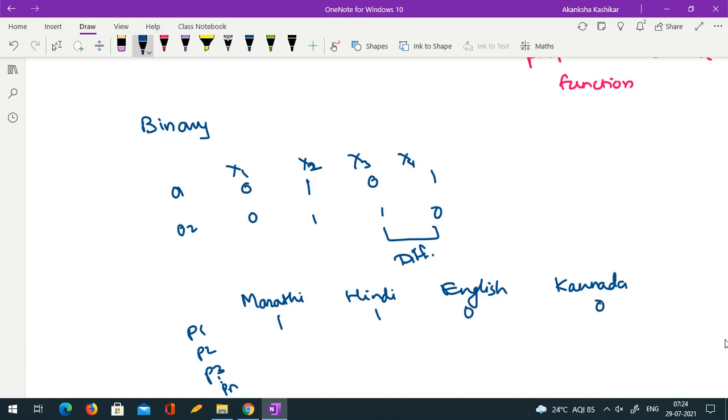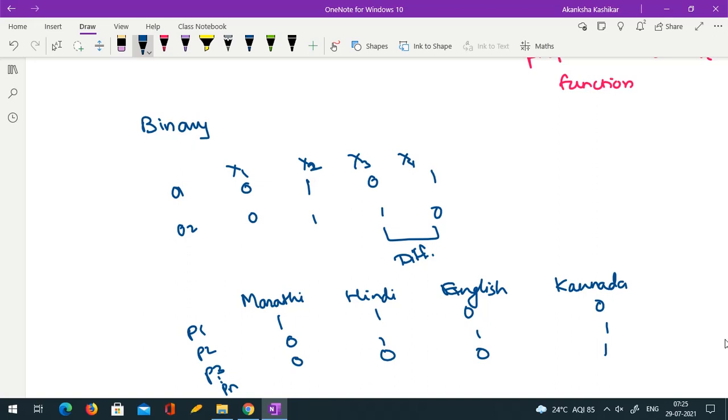So I have this person who knows Marathi and Hindi but doesn't know English or Kannada. Then I have another person who knows Marathi but does not know Hindi, English or Kannada. Then I have another person who does not know Marathi, Hindi or English, and only knows Kannada. Now I am trying to compute similarity or dissimilarity between these.